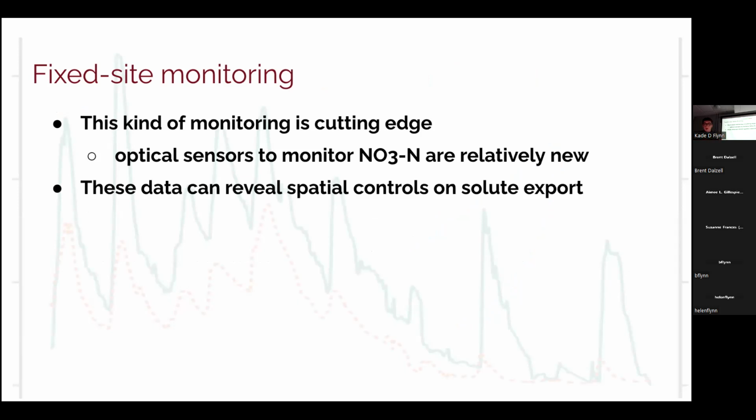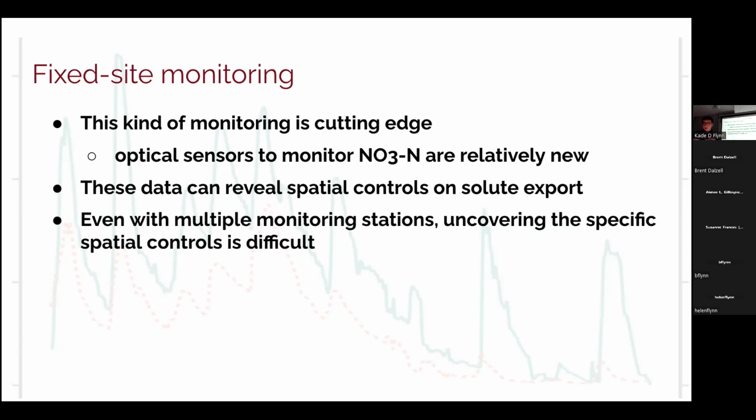And these data reveal that there are spatial controls on solute export, such as this distal source or this difference between these two locations. But with this approach, we're not uncovering the specific spatial controls. We're not sampling the influence of these features individually. So that's where we now apply our packraft data to help us aid in interpreting these behaviors that we observed by monitoring at just a couple locations in the watershed.